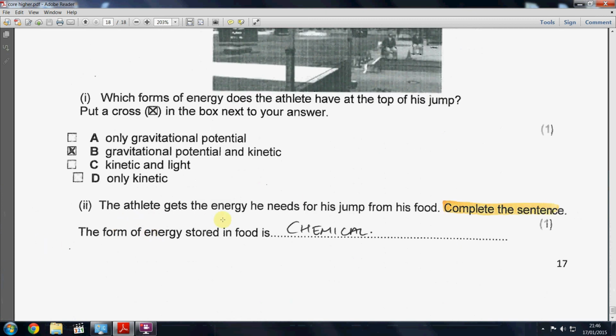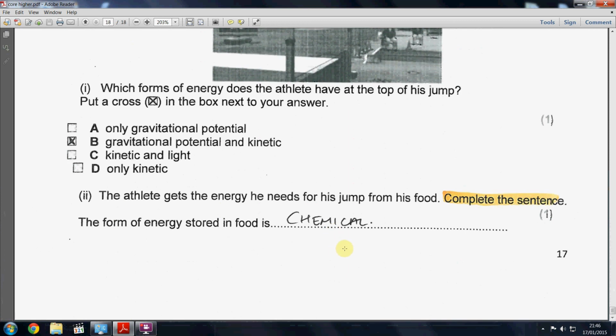Finally, the athlete gets the energy he needs for his jump from his food. Complete the sentence. The form of energy stored in his food is chemical. Some people have said glucose for that answer, and it's fair enough. The energy is stored in glucose, but glucose isn't a form of energy. Glucose is a chemical, and it contains chemical energy. So that is the correct answer.